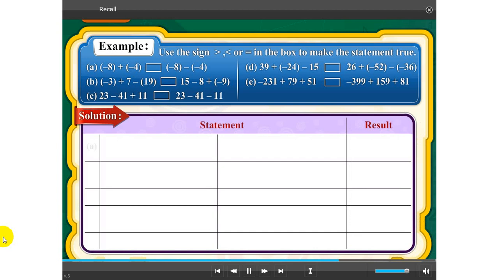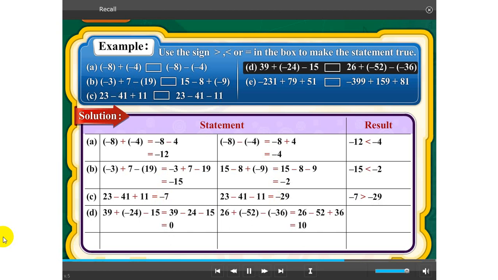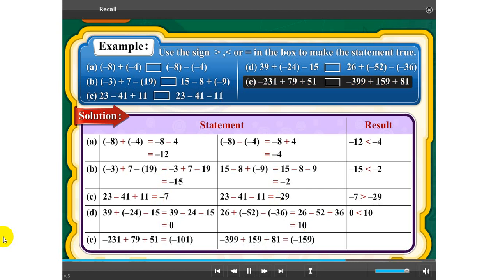Solution. A. Negative 12 is less than negative 4. B. Negative 15 is less than negative 2. C. Negative 7 is more than negative 29. D. 0 is less than 10. E. Negative 101 is more than negative 159.